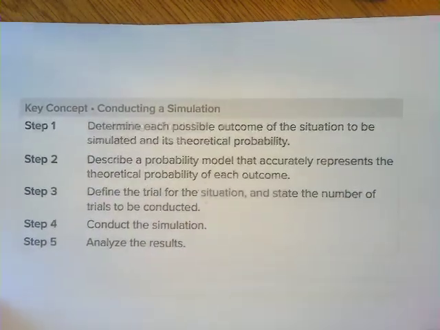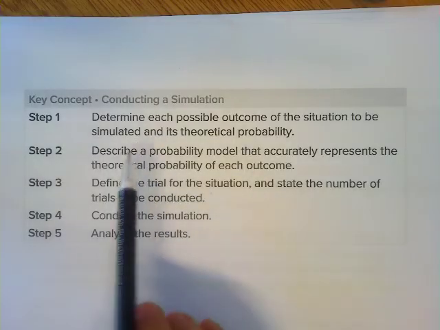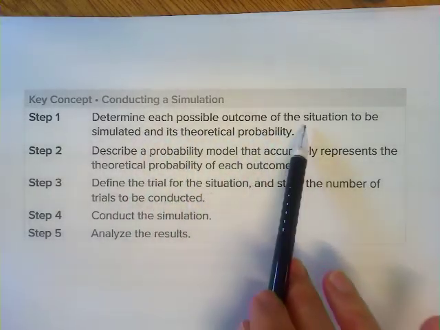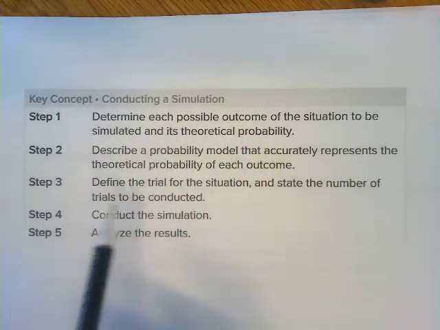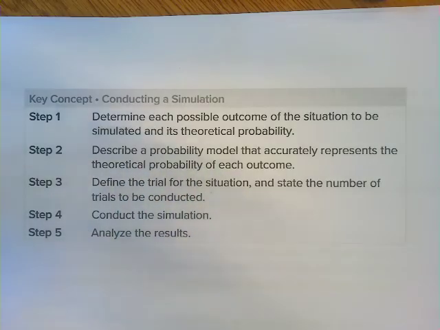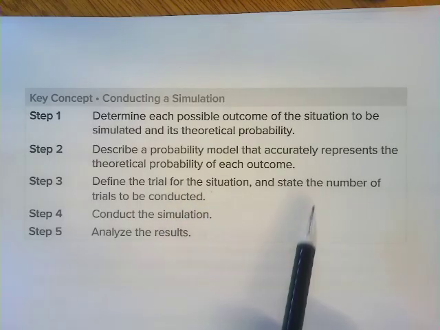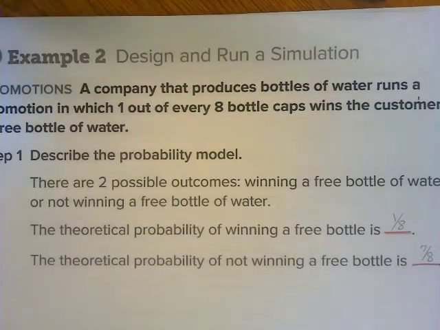So these are the steps that we're going to use to run our simulation. We're going to determine each possible outcome of the situation and its theoretical probability. We're going to describe what our probability model is going to look like. We're going to define the trial for the situation, state the number of trials to be conducted, actually do the simulation, and then analyze what our results are going to be.